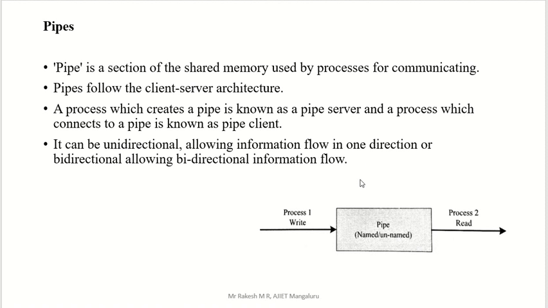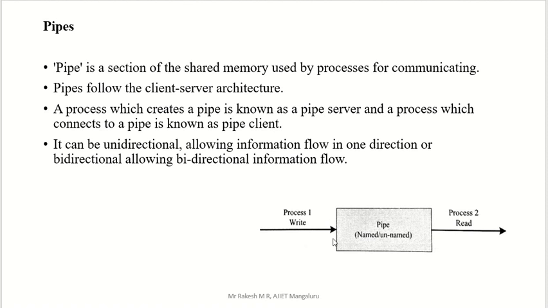Inside shared memory, we have two parts. I told two concepts. One is a pipe, and another one is memory mapped objects. Now the pipe concept. What does it mean by pipe? It can be unidirectional or bidirectional. What is shown here is a unidirectional pipe, where only process 1 writes and process 2 reads, or process 2 writes and process 1 reads. So that is unidirectional.